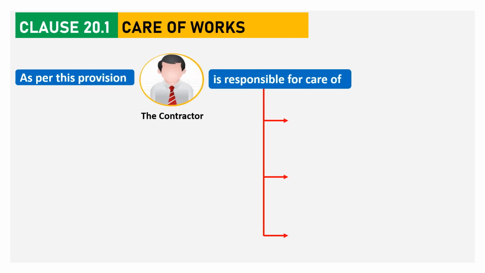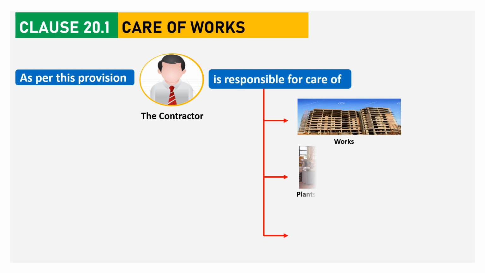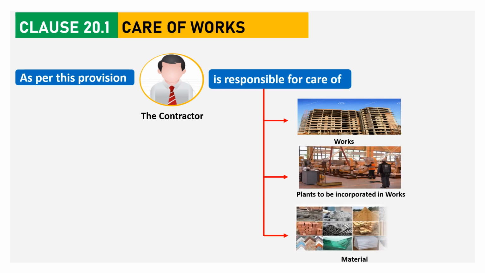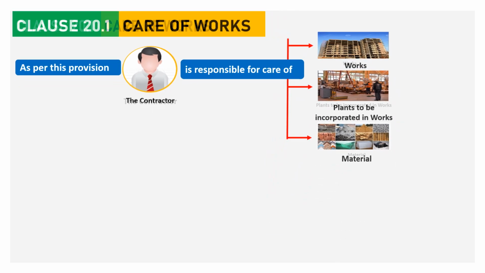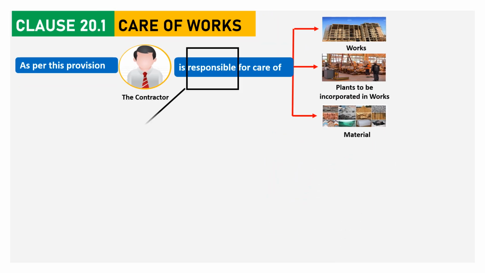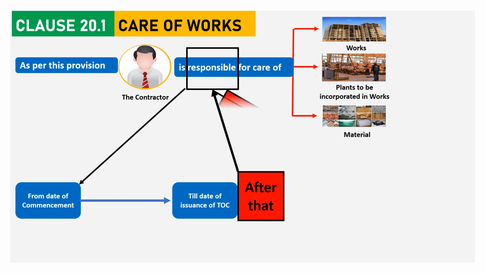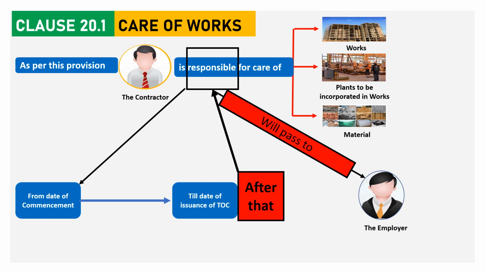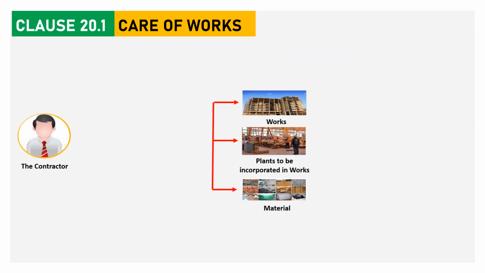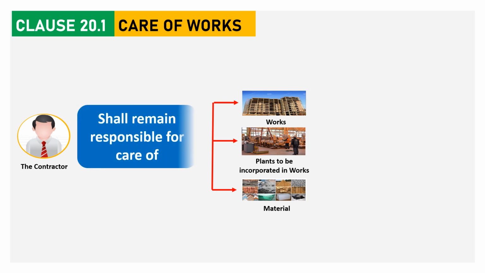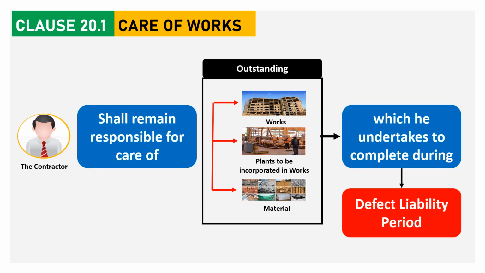Under this provision, the contractor is responsible for care of works, plants to be incorporated in works, and materials. This responsibility will commence from the date of commencement until the date of issuance of the taking over certificate. After that, this responsibility will pass to the employer. However, the contractor shall remain responsible for care of outstanding works which he will undertake to complete during the defect liability period.